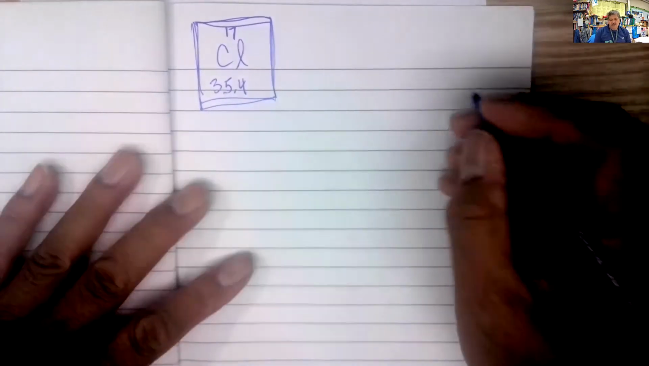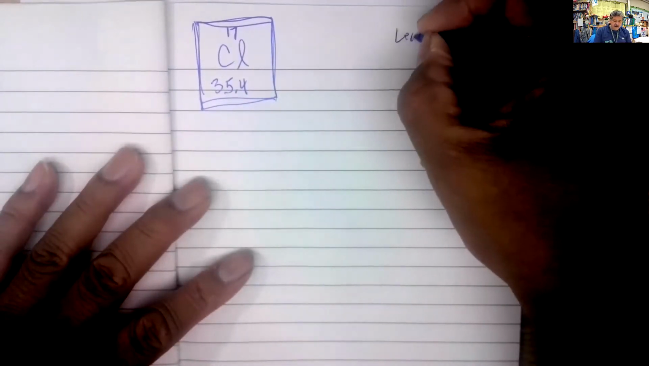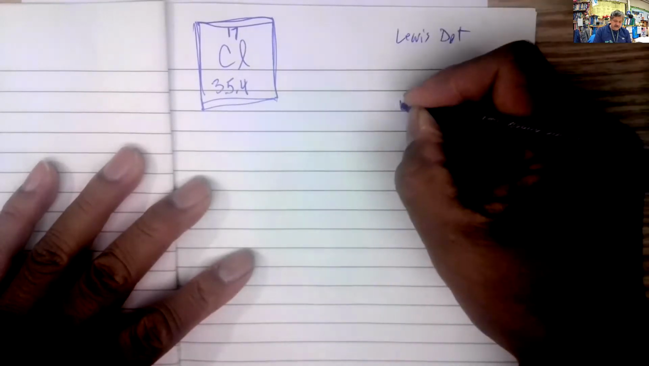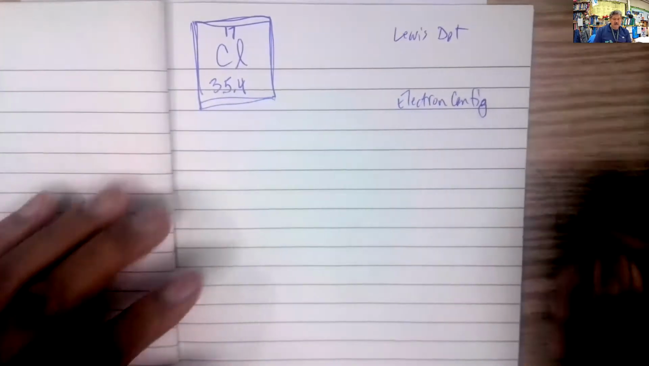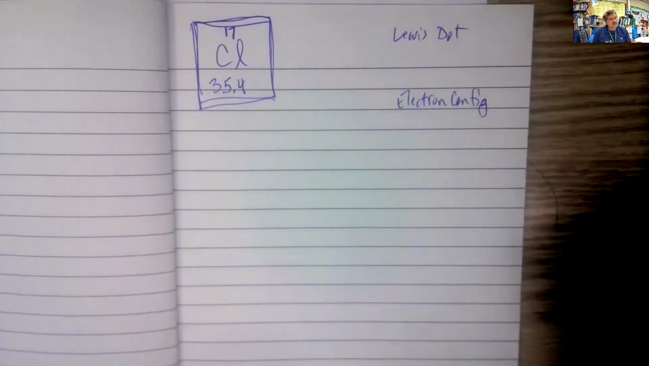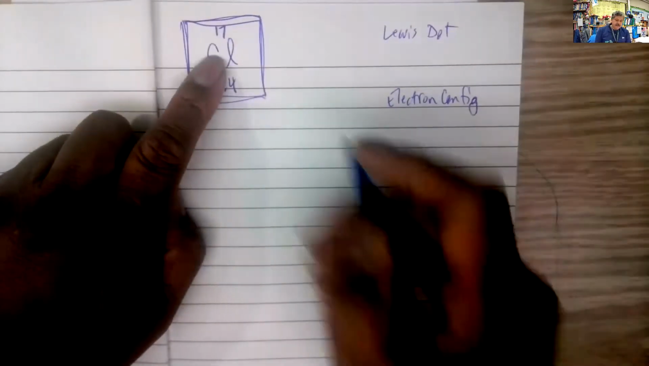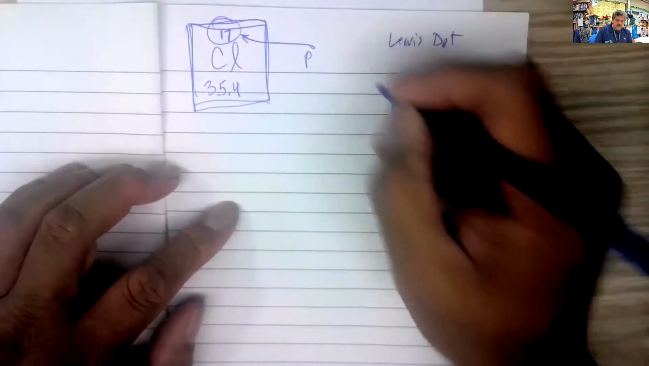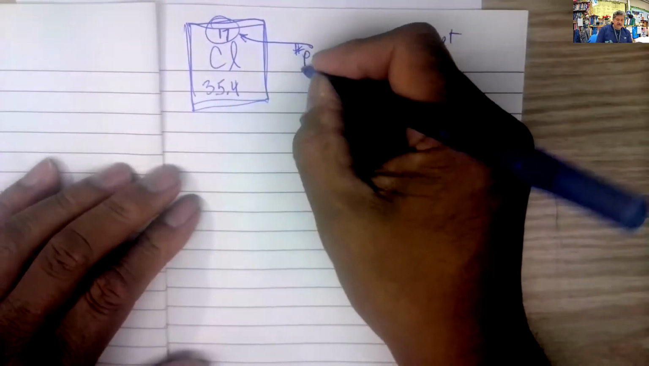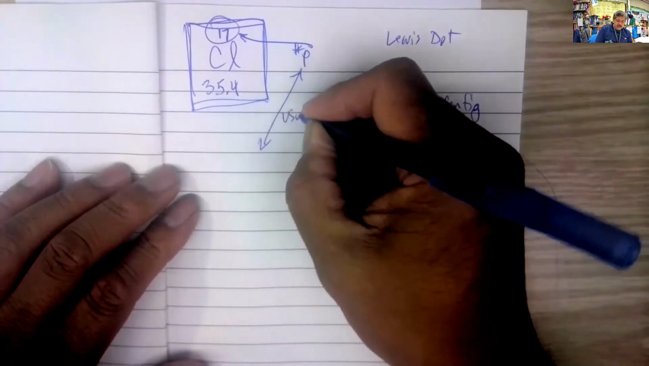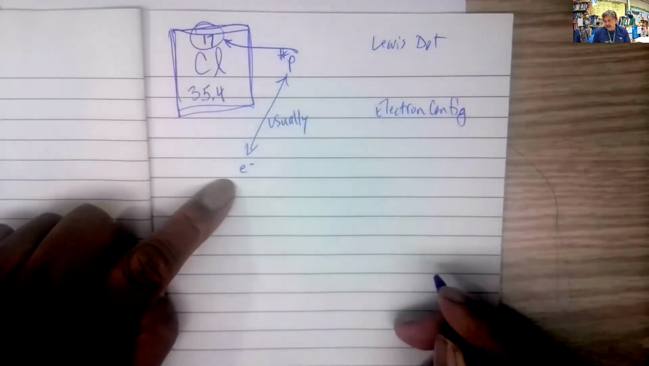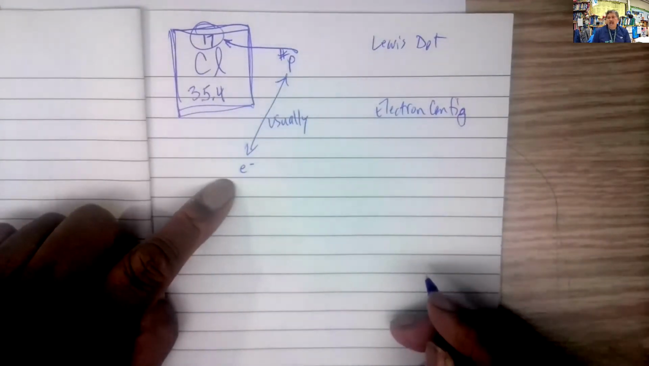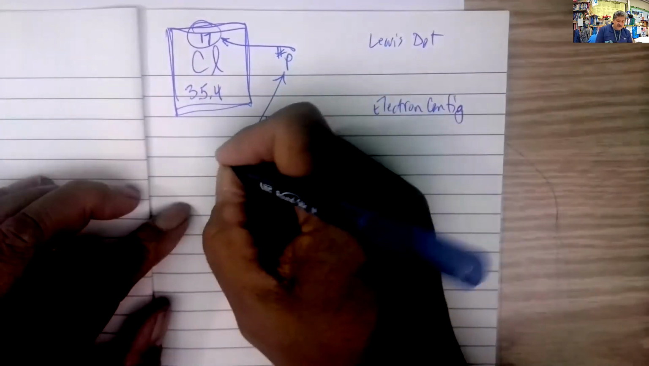What we want to do is figure out the Lewis dot diagram and the electron configuration. I'll show you how to do the first one, but I'll do all of this next week. If you look at this, this is the number of protons. By definition, the atomic number tells you the number of protons. The number of protons is usually equal to the number of electrons. So if I have 17 protons, how many electrons do I have? If you said 17, that's right. So I have 17 electrons.